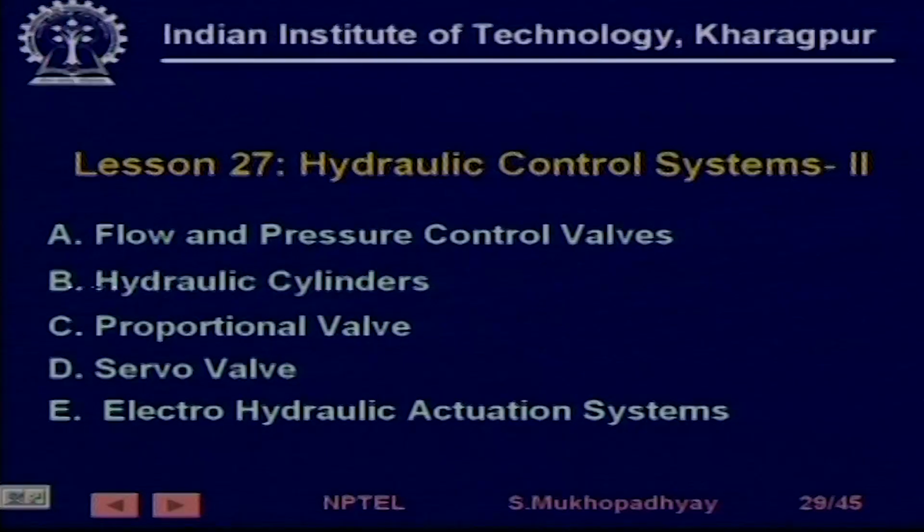Then in the next lesson we actually continued this, and we took a look at flow and pressure control valves, and previously we mainly took a look at direction control valves. Now we took flow and pressure control valves, hydraulic cylinders, then two kinds of valves which are used very much in controls, that is in analog flow control. So, they are the proportional valve and the servo valve. And then finally we took a look at an electrohydraulic actuation system.